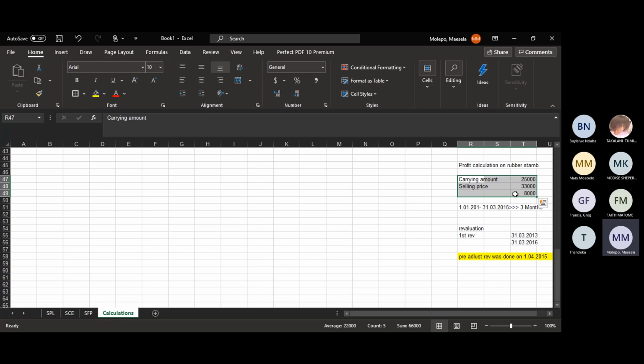If they say the machine was sold for 56,000, now you might have to say the 56,000 less the carrying amount, then it is either going to give you the profit or it can give you a loss. If the selling price is higher than the carrying amount, it's going to be a profit. If the selling amount is less than the carrying amount, it's going to give you a loss.